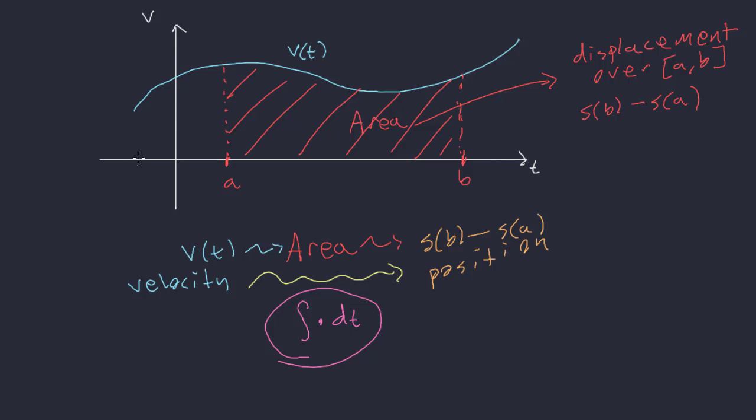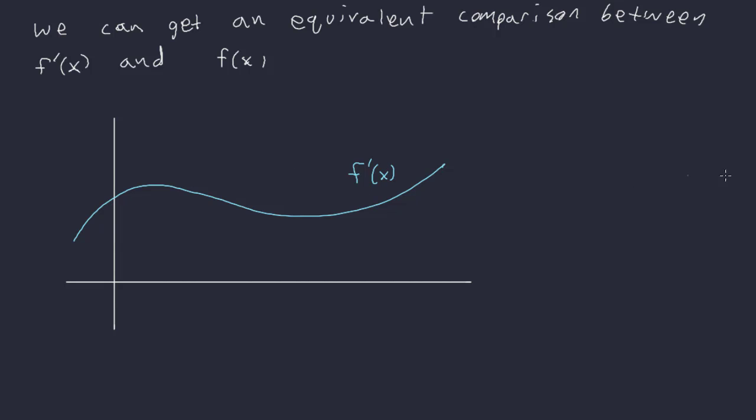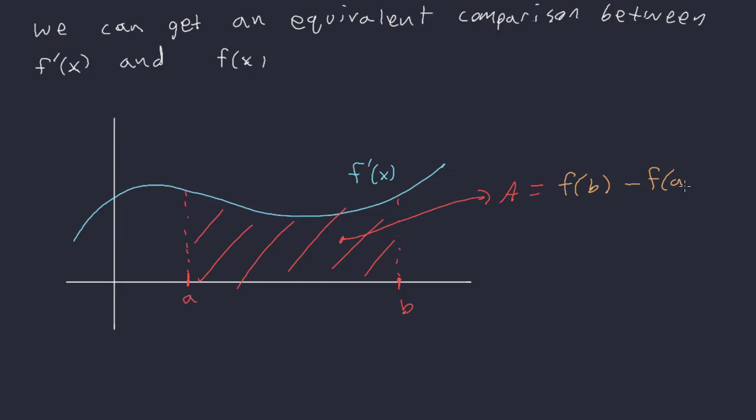And it doesn't just have to be velocity and displacement. It can be really just any derivative and the original function. So in other words, if we have the graph of f prime, and we take a look at the area beneath the graph of f prime from, say, a to b, the area of this region is going to be the same thing as f of b minus f of a, the change in f over this interval.